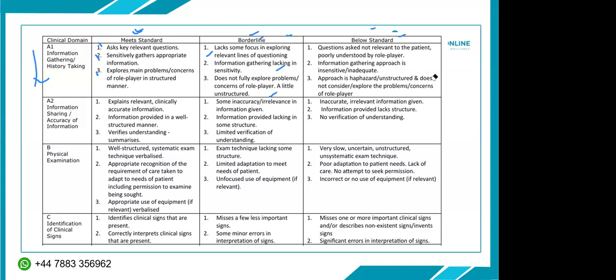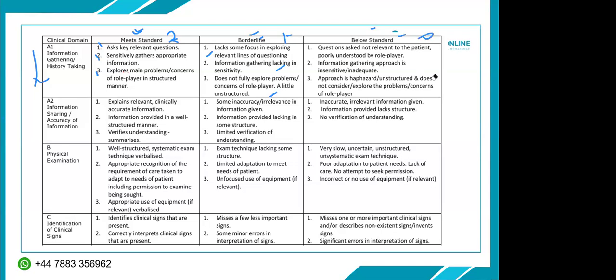So for each domain, you see it's out of 2 marks each. If you get meet standard, it means it's giving you 2 marks. If it's borderline, it's 1 mark. If it's below standard, it's 0, right? So this is how each station is being marked.